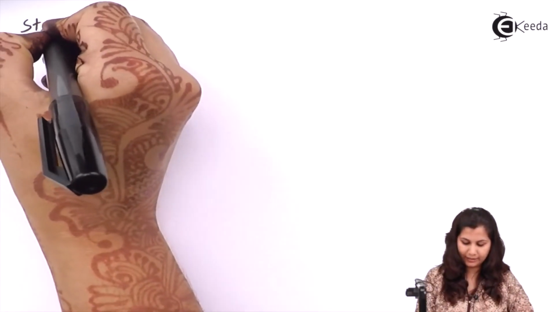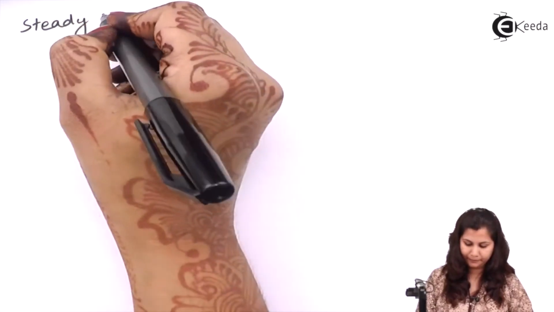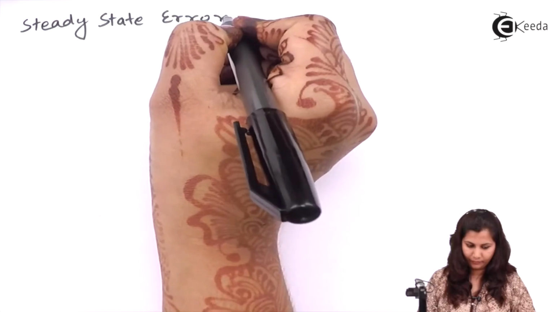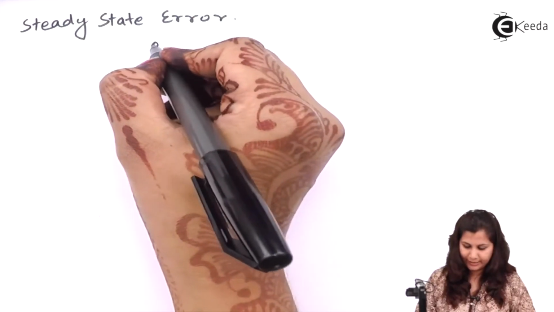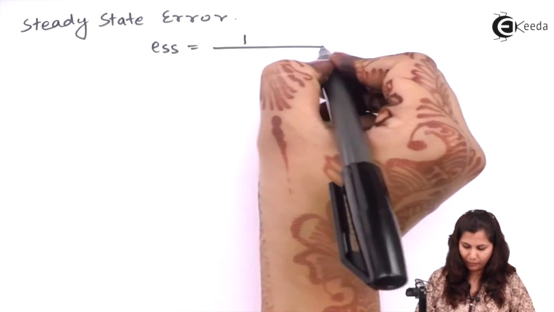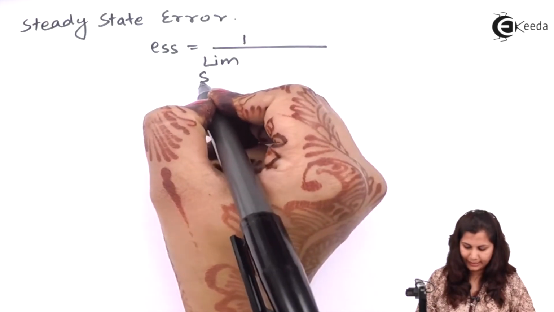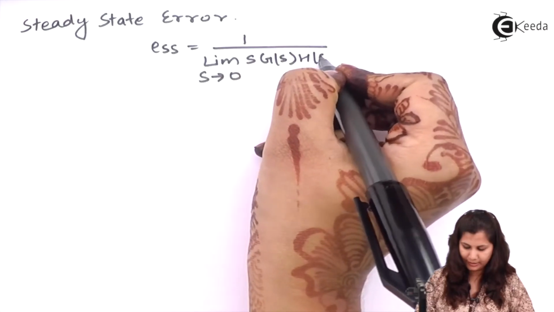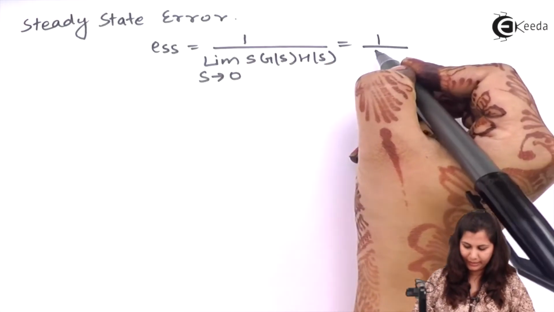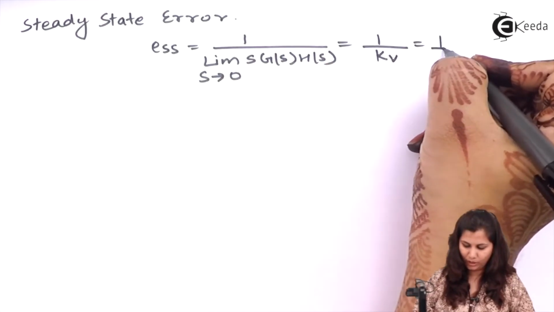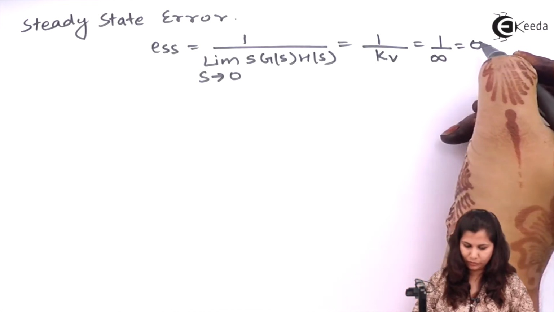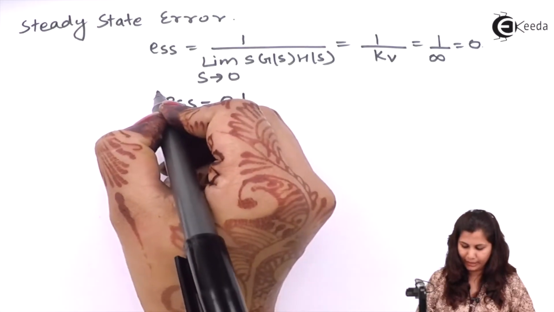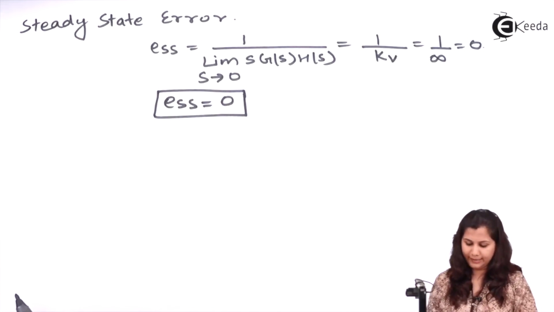Now calculating the steady state error. Steady state error is given by ESS equals 1 upon limit s tends to 0 of s G(s)H(s). That means it is 1 by Kv, and Kv is infinity, so it will be equal to 0. So the steady state error for ramp input with a type 2 system is 0.